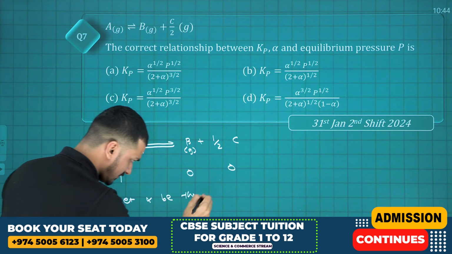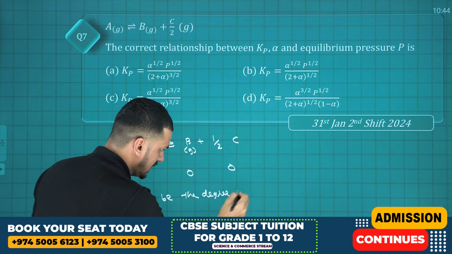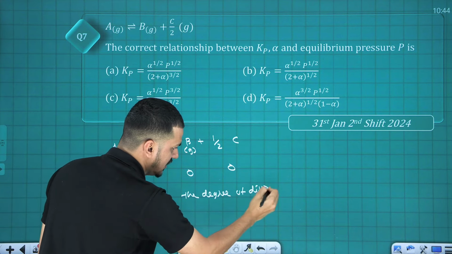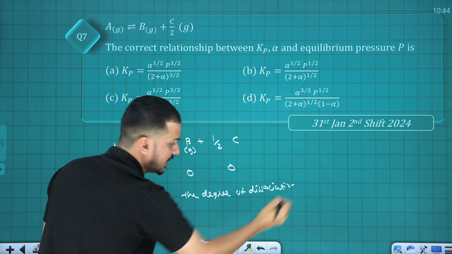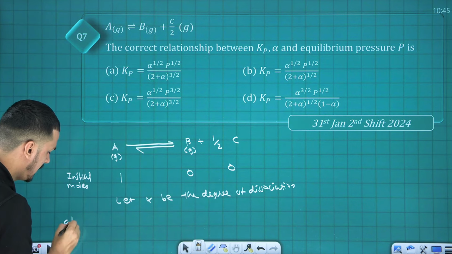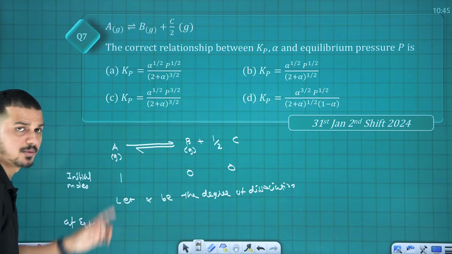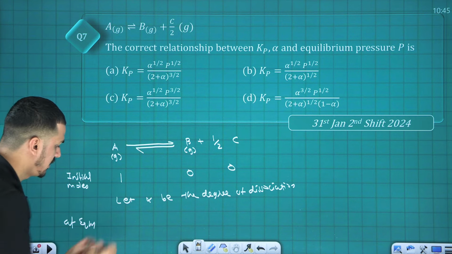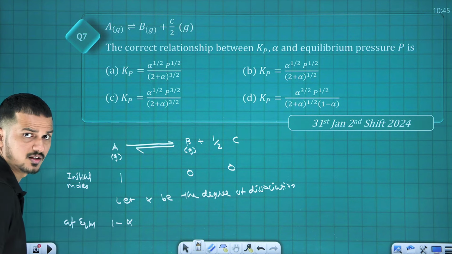Let alpha be the degree of dissociation. Now, at equilibrium, how many moles of A are there? 1 minus alpha.